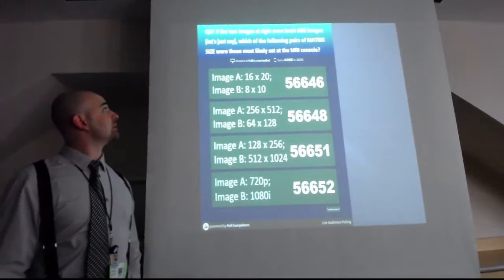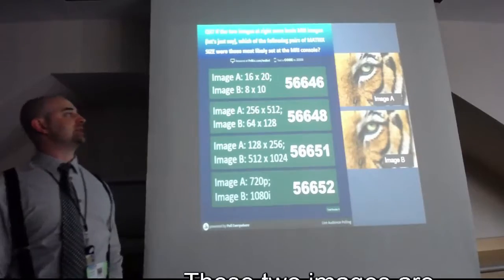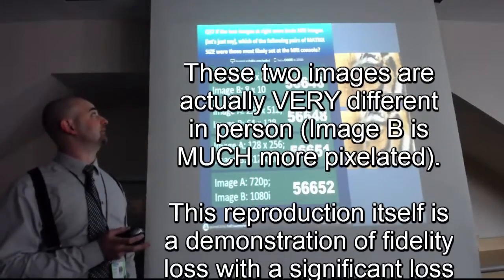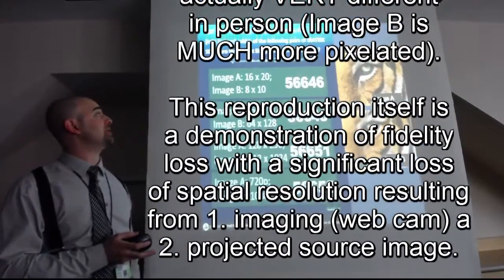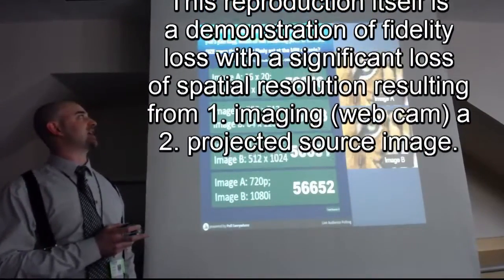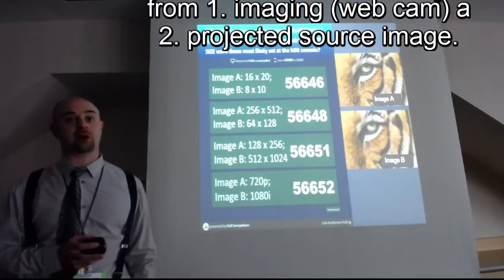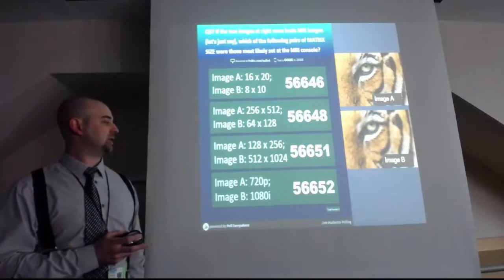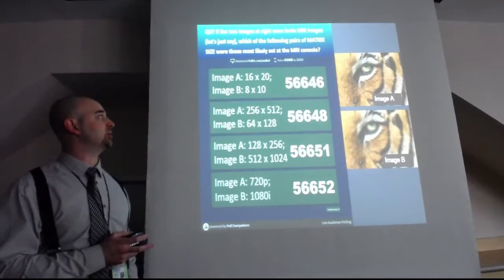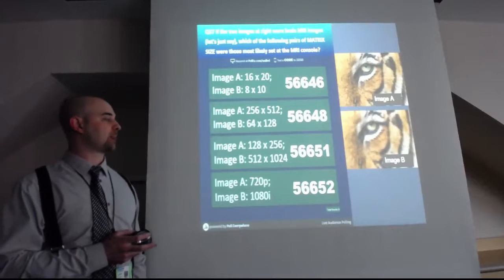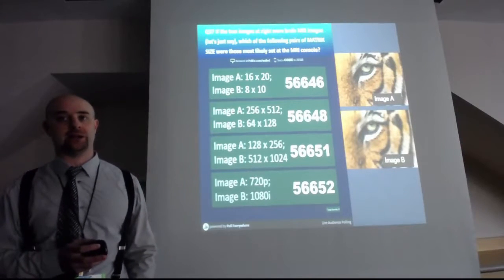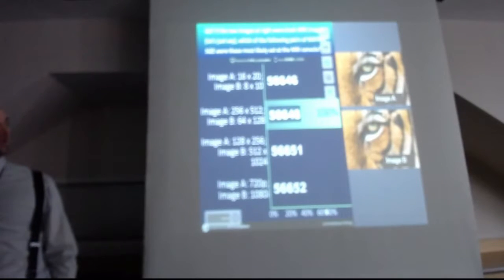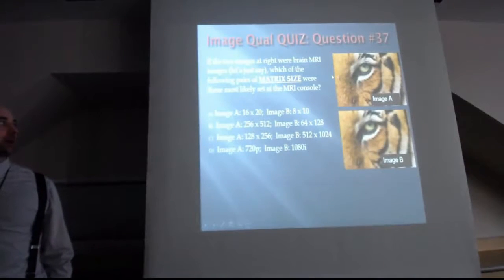So if these two images were just, say, brain MRIs, even though they are not, they're pictures of a tiger's eye, which of the following pairs of matrix sizes were likely set at the MR console? So I give pairs of imaging parameters for A and B. Which do you think would be the matrix sizes for A and B? All right, you guys are cruising. So yes, that is exactly correct.